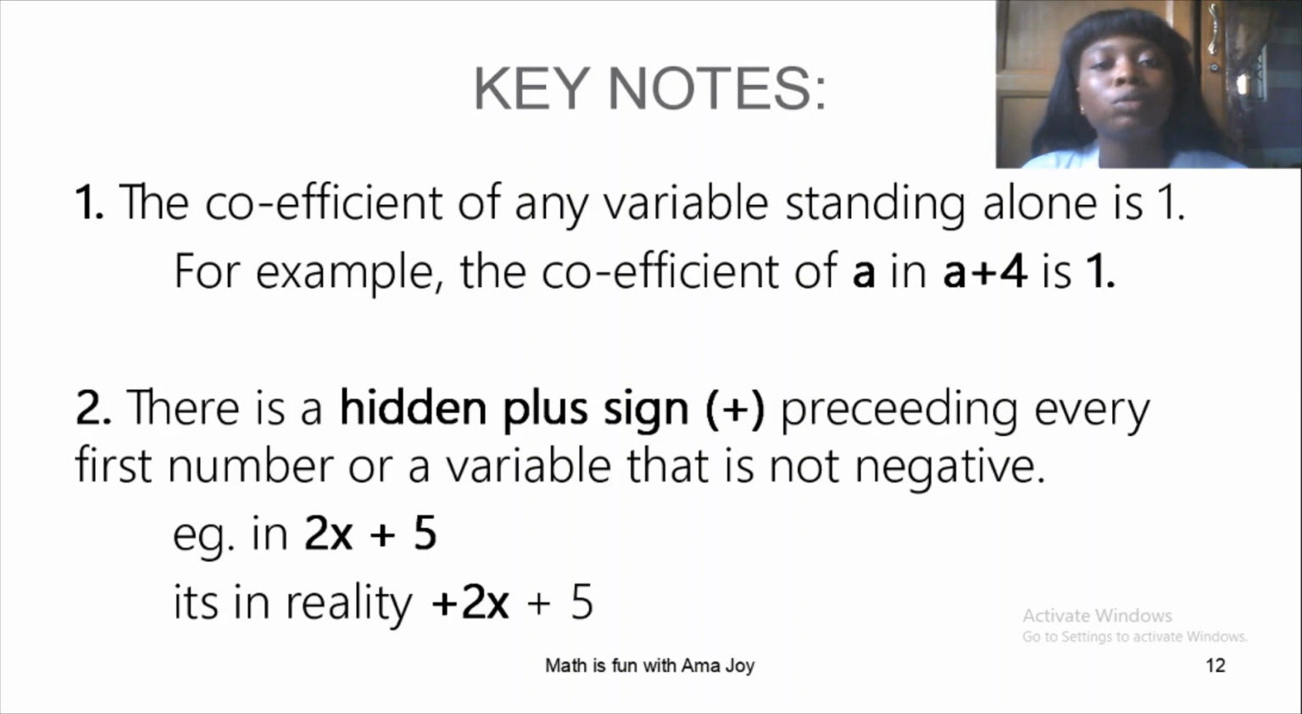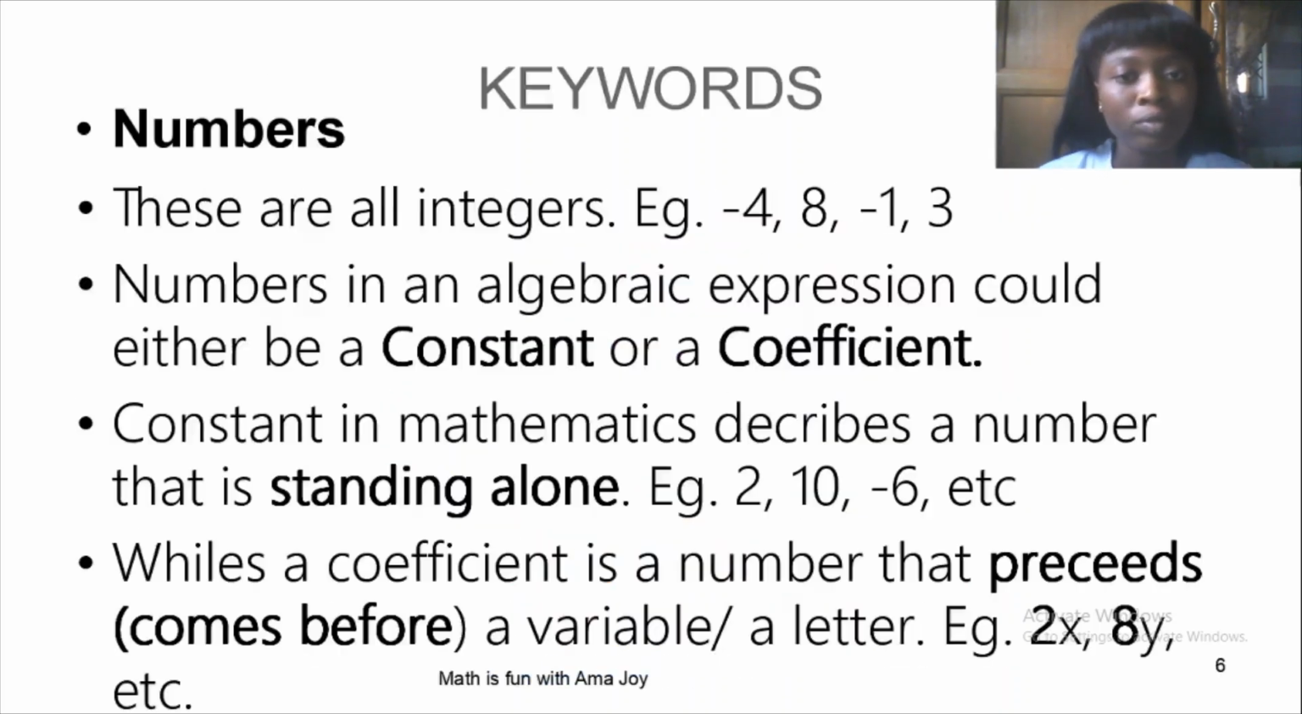So the keynotes we'll be needing for this lesson: the first one is that the coefficient of any variable standing alone is 1. So for example, the coefficient of a plus 4 is 1. In this case, we just have a plus 4. Now, 4 here is the constant. But a is not the constant. Remember in the previous slides, I told you that it's a number.